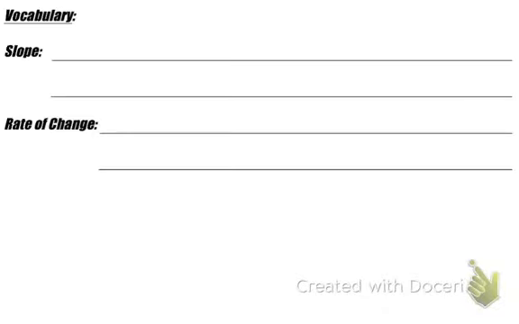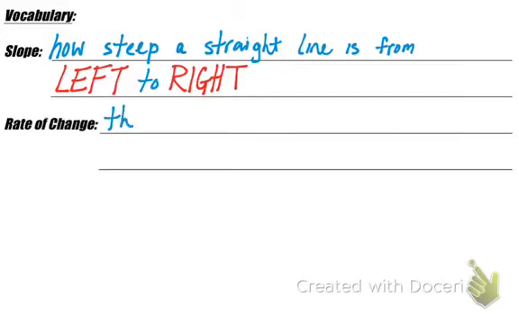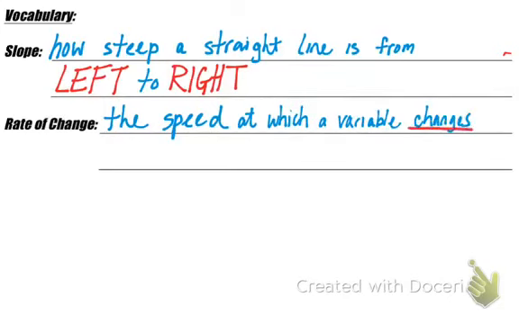Alright guys, and ladies of course, in this video we're going to learn how to find the slope of a line. Now the slope is defined as basically how steep a line is from left to right, a straight line specifically, and we always read our graphs of our lines to identify if it's positive or negative from left to right. And the rate of change is the speed at which a variable changes at a specific period of time.